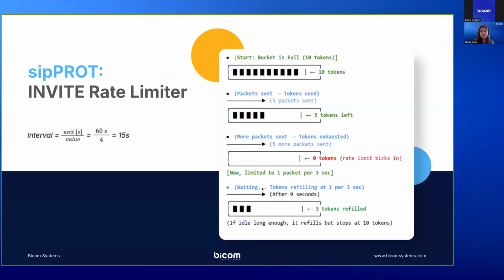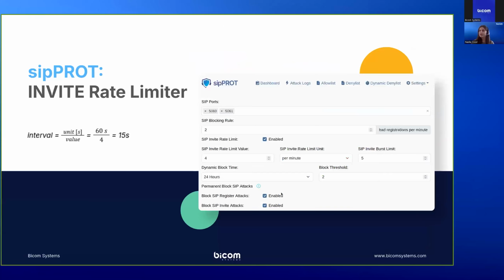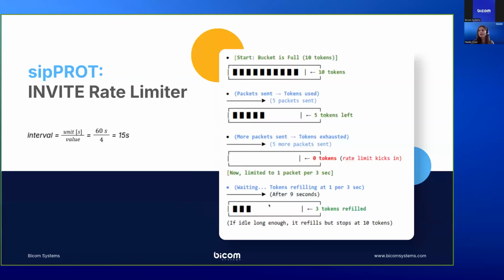The frequency of token generation is dictated by the other 2 settings that we defined. So in our example, that would be 4 invites per minute, which gives about 2.5 minutes, if my math is correct, for the bucket to become full again.